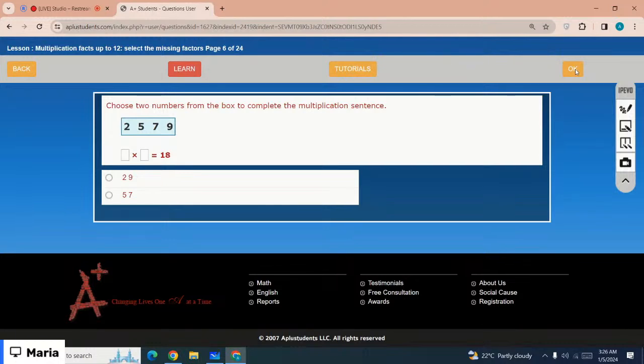Choose two numbers from the box to complete the multiplication sentence. Which two numbers have the product 18? Yes, very good. That is 9 times 2. 9 times 2 equals 18. The correct option is 2 times 9 is 18.